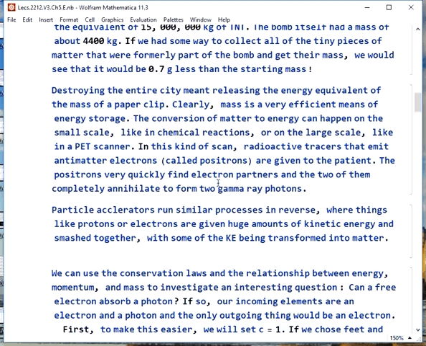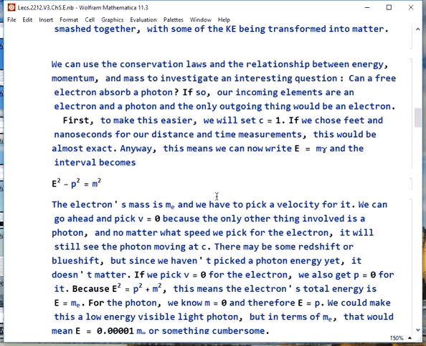Particle accelerators run the same idea backwards. We take protons or electrons and give them ridiculously large amounts of kinetic energy, smash them together, and we find new tiny amounts of matter there. We can use these conservation laws and the relationship between energy, momentum, and mass to figure out an interesting question, and that is, can a free electron absorb a photon? If so, we'd say our incoming pieces are an electron and a photon, and the only outgoing thing would be an electron. To make life easier, we're going to set c equal to 1.